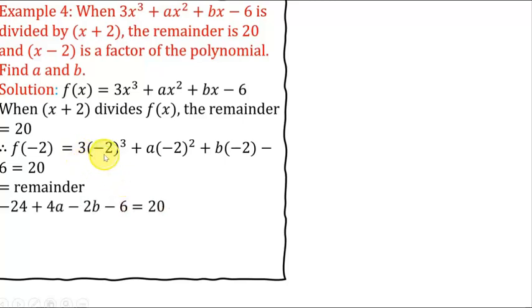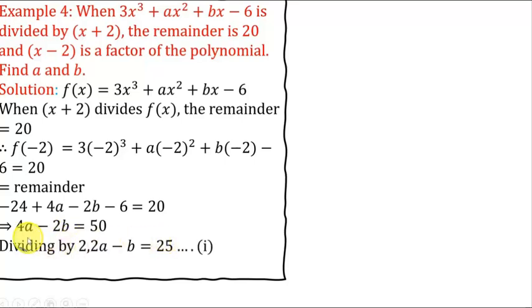That is a 3 into minus 2 cube means what? Minus 8. Minus 8 into 3 minus 24. A into minus 2 square means what? 4a. Next is a minus 2b minus 6 is equals to 20. Now next simplification, that is a 4a minus 2b minus 24 minus 6, that is a minus 30. If we shift to the right hand side, it will become plus. Therefore, you will get here 4a minus 2b is equals to 50. Dividing by 2, then you will get here 2a minus b is equals to 25, and this is the first equation.